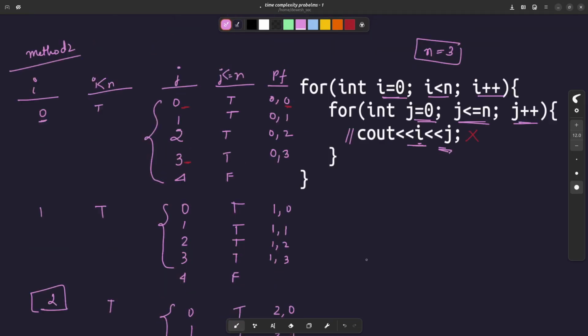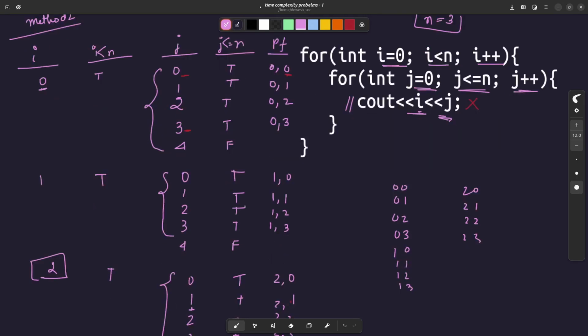Okay. So if I ask you what is the output of this particular code snippet, the output is 0 0, 0 1, 0 2, 0 3, then 1 0, 1 1, 1 2, 1 3, then 2 0, 2 1, 2 2, 2 3. This is the output. But we are not interested in the output. What is the complexity? That is what we want to know. So let's think.